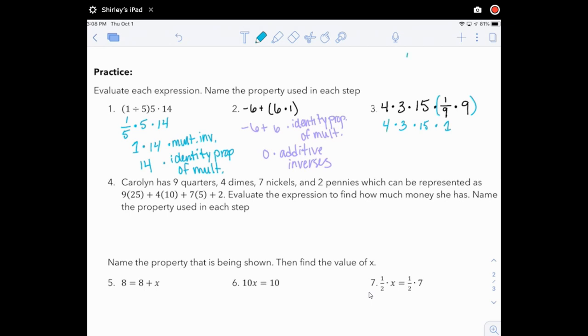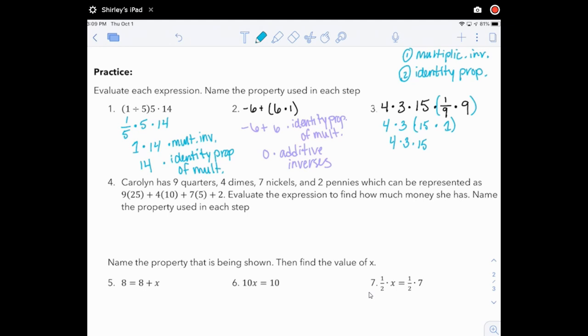So I'm going to write my steps up here because I don't have room on the left. I have multiplicative inverses. I'm running out of room here too. Okay, so now I have 4 times 3 times 15 times 1. Well, this is easy. 15 times 1, get that 1 out of there. So that's going to give me 15. And then what did I use there? That is my identity property.